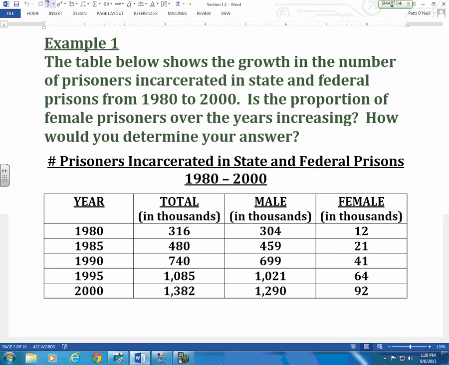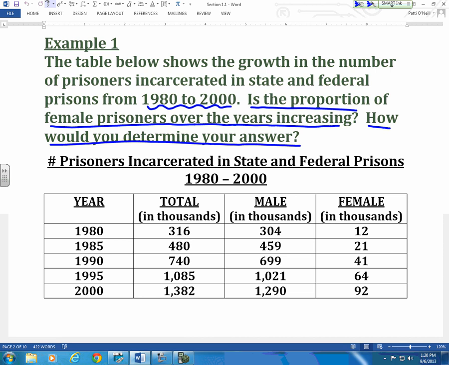We're going to look at an example of something that's represented by numerical data, and this example says the table below shows the growth in the number of prisoners incarcerated in state and federal prisons between 1980 and 2000. So those dates are important. The question being asked of us is, is the proportion of female prisoners over the years increasing? And then once we answer that, how would you determine your answer? So this is definitely a representation of numerical data. It's set in table form, and it's just basically a set of numbers.